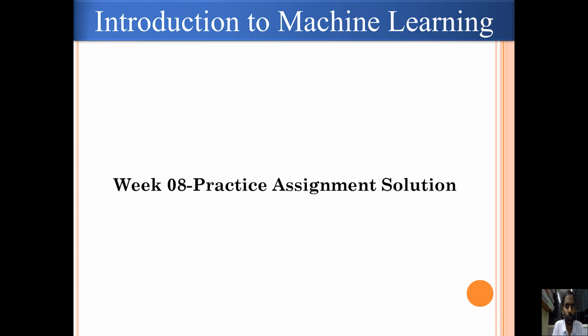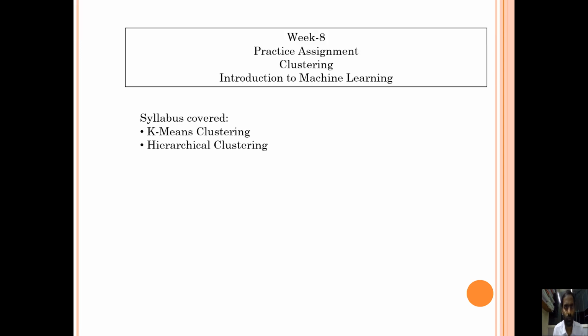In this lecture, I choose the course Introduction to Machine Learning, and I choose week 8 from that course. These are the concepts I covered: one is k-means clustering, and the second is hierarchical clustering.